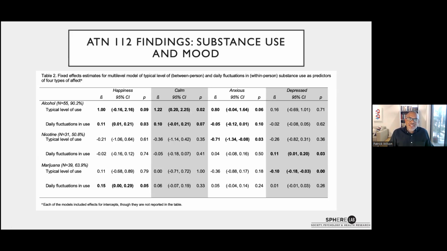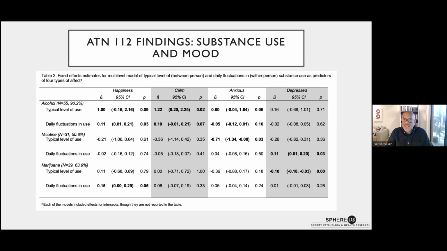just how we can see differences almost at different ends of the side of positive and negative relationships when we look at between versus within persons. So typical level of use is average, our between person, and daily fluctuations is our within person. If you look at anxious and alcohol use, and this might make sense to folks, it's still important to highlight, these are marginally significant.